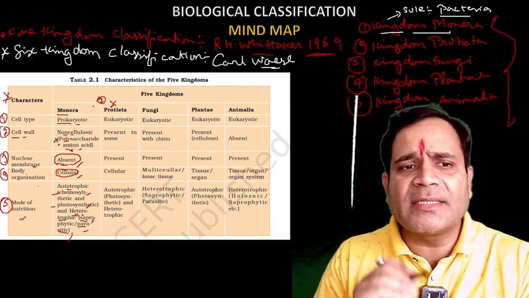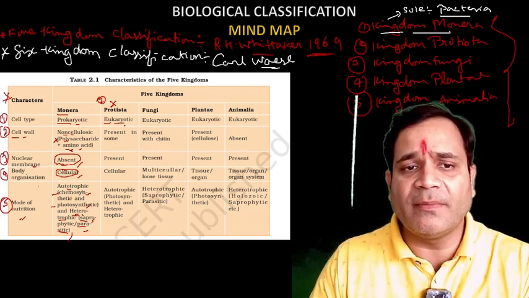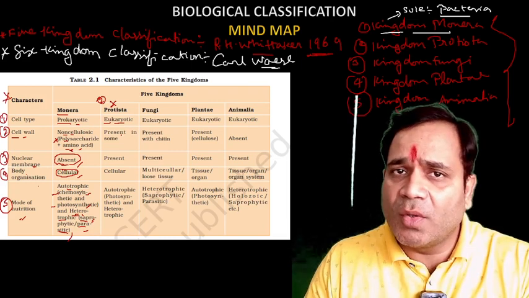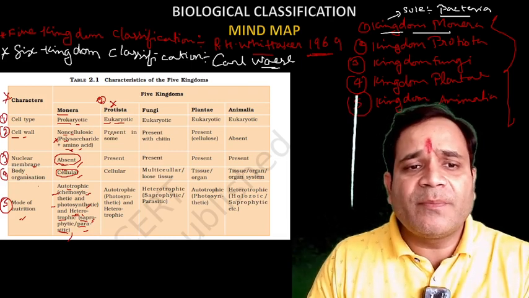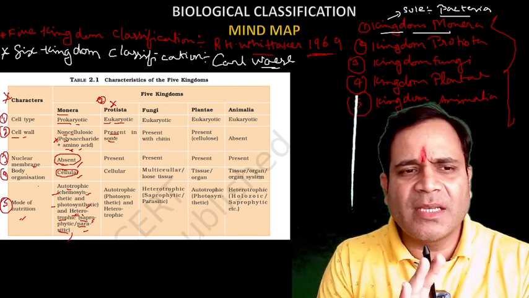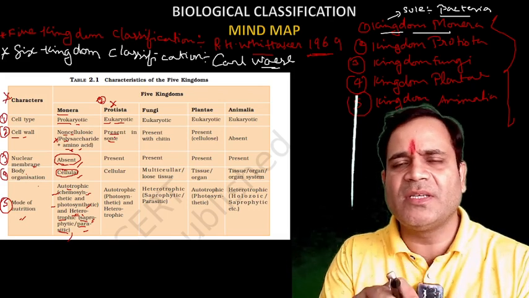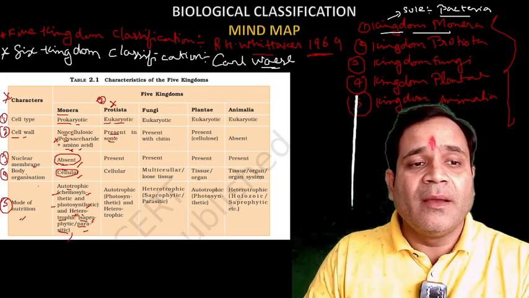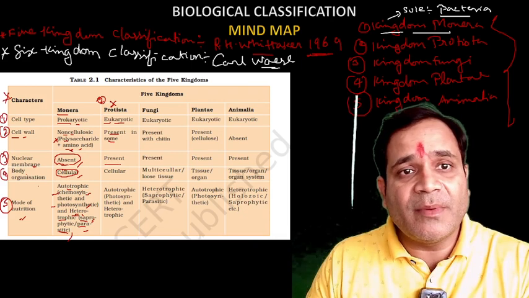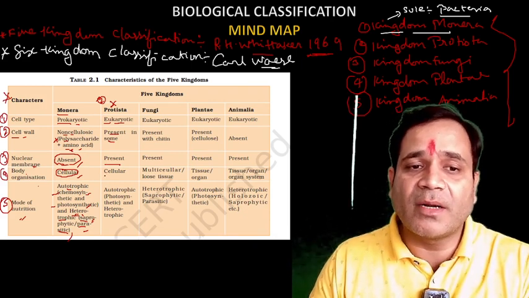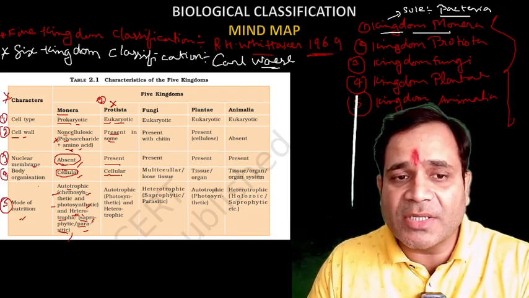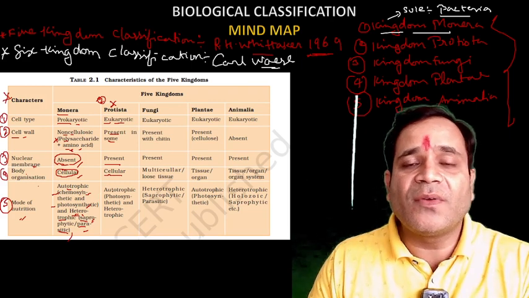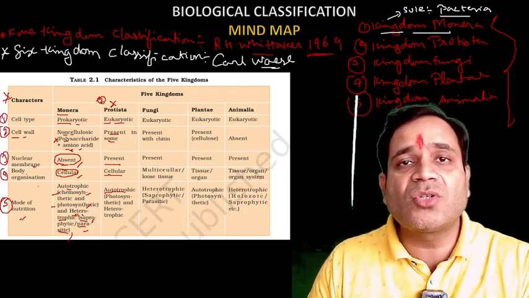In Protista, the cell type is eukaryotic. The cell wall is present in some, but mostly the cell wall is absent. The nuclear membrane is present here. Body organization is cellular. And the mode of nutrition is autotrophic and heterotrophic.